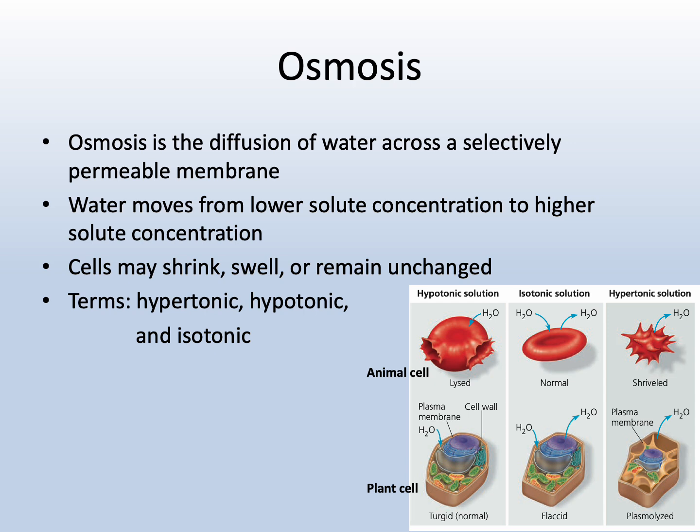Depending on the surrounding solution, cells can respond in different ways. If a cell is placed in a hypertonic solution, which has a higher solute concentration outside the cell, water leaves the cell and the cell shrinks. If the cell is placed in a hypotonic solution, which has a lower solute concentration outside the cell, water enters the cell and the cell swells. In an isotonic solution, the solute concentrations are equal inside and outside the cell, so there's no net movement of water and the cell remains about the same size.